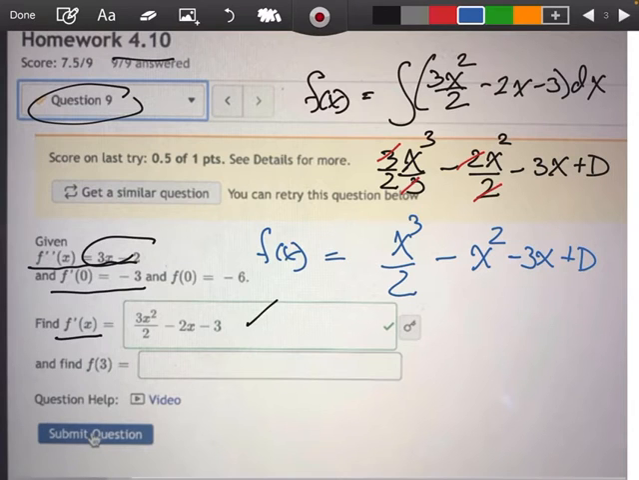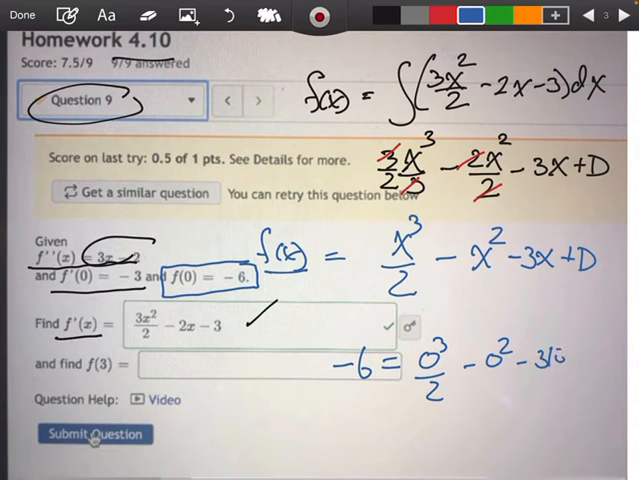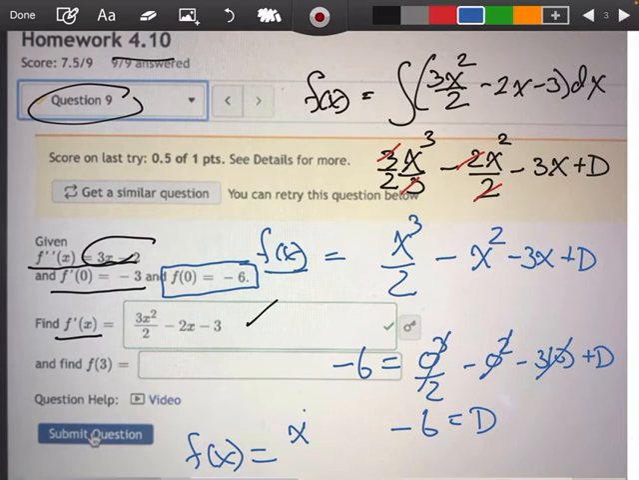Okay? Now we know that when x is 0, the y value is negative 6. So right here, y'all, I'm going to put a negative 6 equals. Everywhere I have an x, I'm going to put a 0. 0 to the third over 2 minus 0 squared, 3 times 0 plus d. Well, that's going to go to 0, that's going to go to 0, that's going to go to 0. So negative 6 is equal to d. Okay? So now we got our function f of x equals x to the third over 2 minus x squared minus 3x minus 6. Okay?